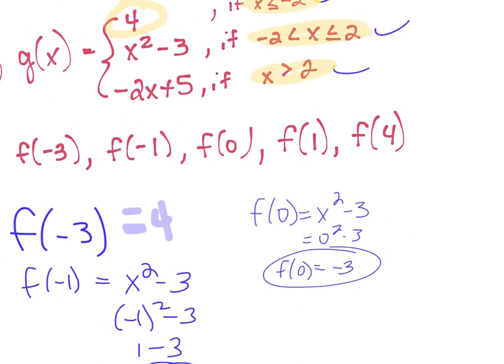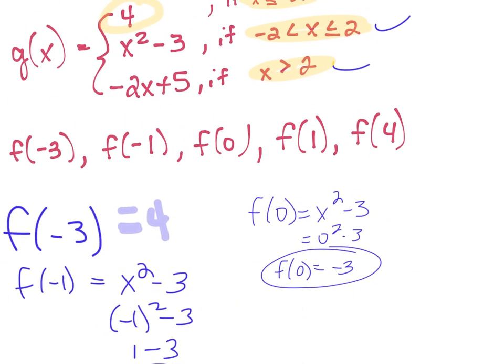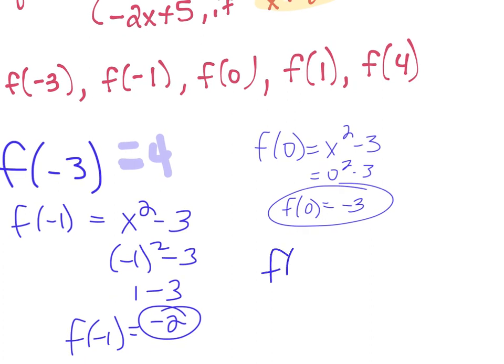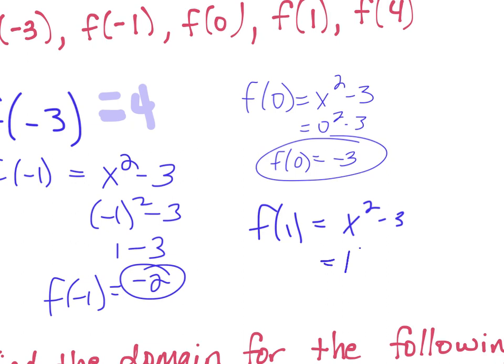All right, what about 1? Where does 1 fall? In between. Same one again. Okay, so x squared minus 3. 1 squared minus 3. What is 1 squared? 1. Minus 3 is? Negative 2.